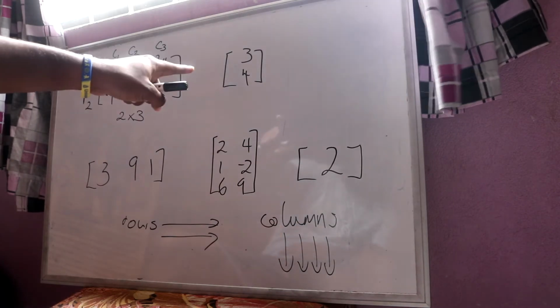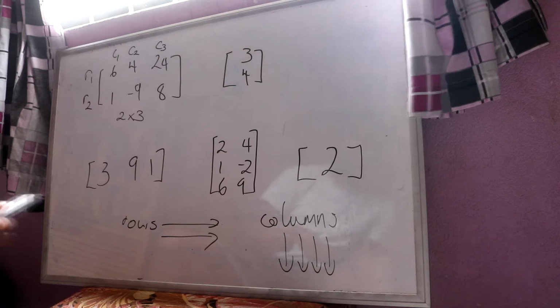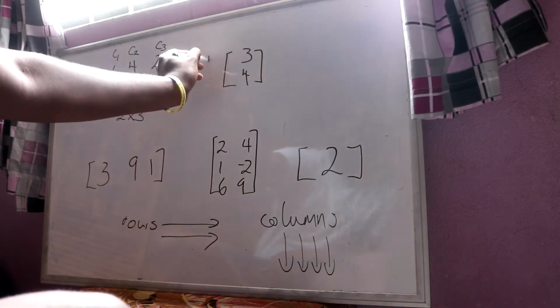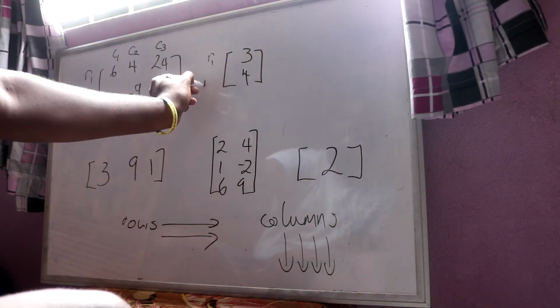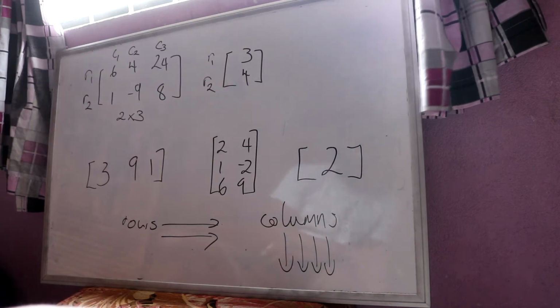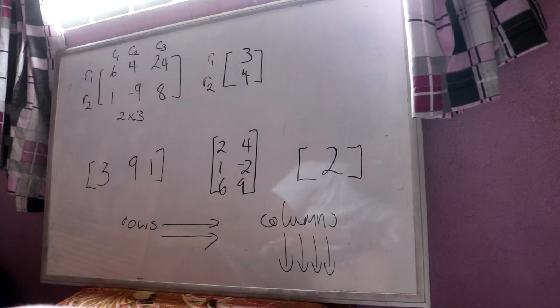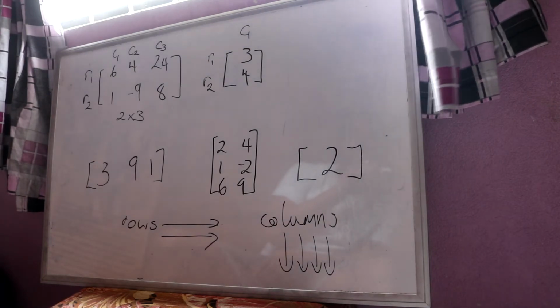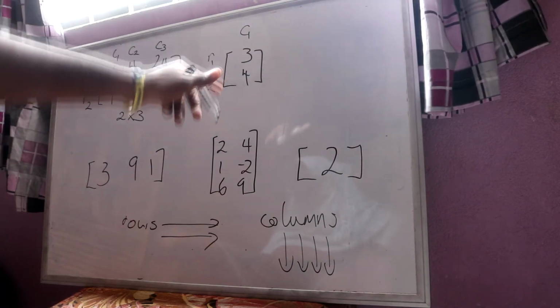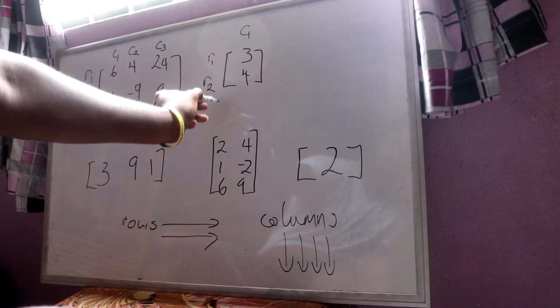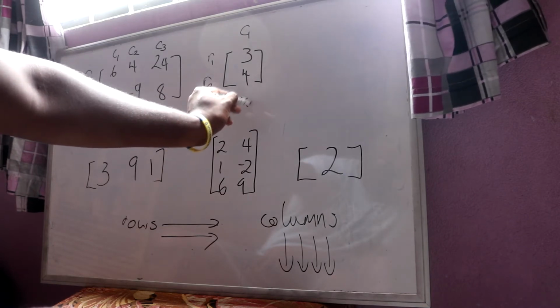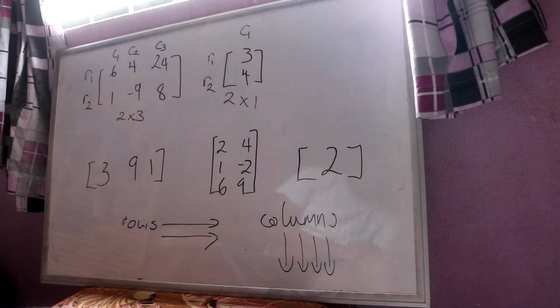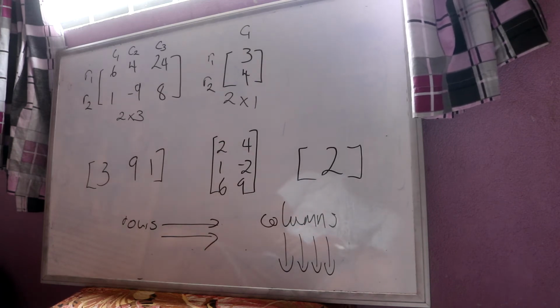If you look at this one here, how many rows does it have? Well, it has a first row here at the top, and a second row here at the bottom. How many columns? Well, it just has one column. So therefore its size will be a 2 by 1. So this matrix is a 2 by 1 matrix.